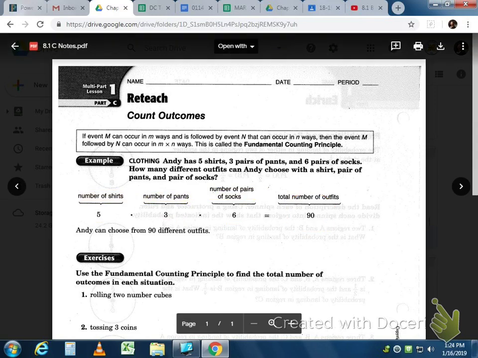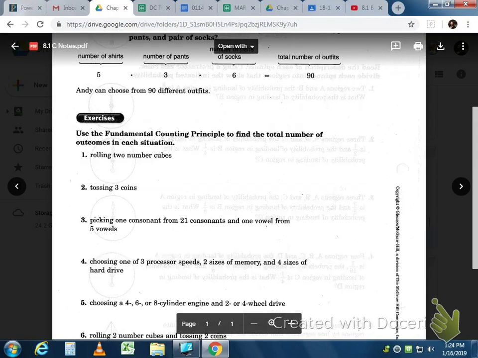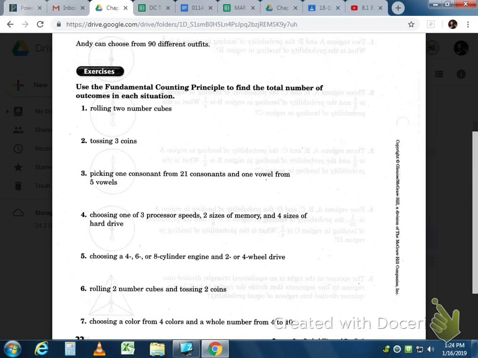Okay, so now let's check this out. I'm going to do several examples with you before you get started so that you understand what you're supposed to do. Please write these down. I don't want you to miss anything. It says, use the fundamental counting principle to find the total number of outcomes in each situation. We are rolling 2 number cubes. Remember, die or dice, they call them number cubes now. There's 6 sides.